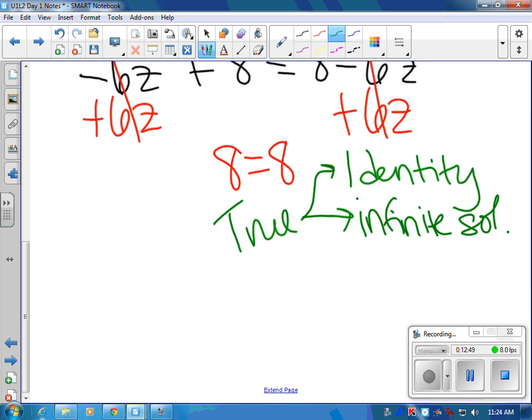It does not matter what number I choose. I can choose any number that I want to. I can put it into this equation and it is going to be true. Whatever number I pick is going to work for this equation. Because I end up with a true statement, that's called an identity. There are an infinite number of solutions for this equation.